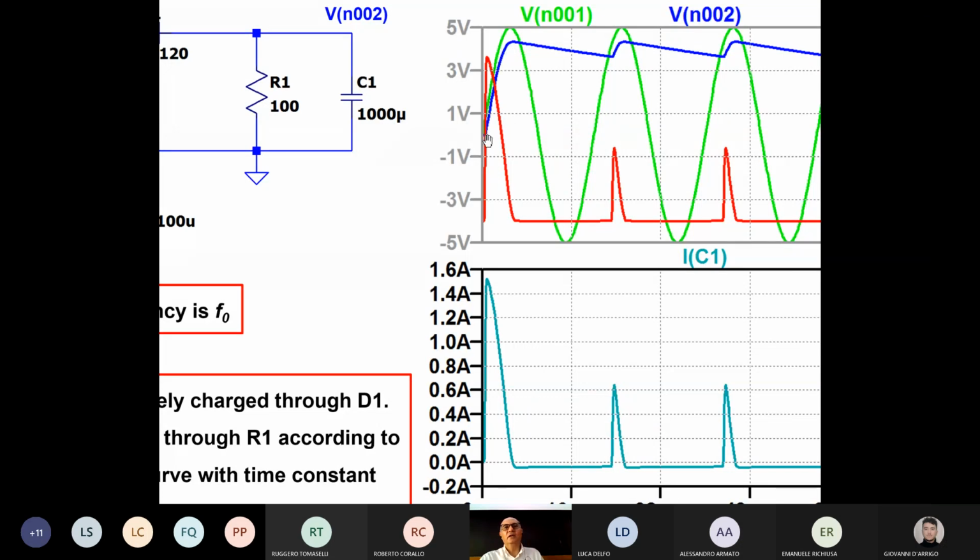So the capacitor at the beginning was discharged. 0 volts is the blue line. And the green line goes up, and the capacitor tries to follow this line.